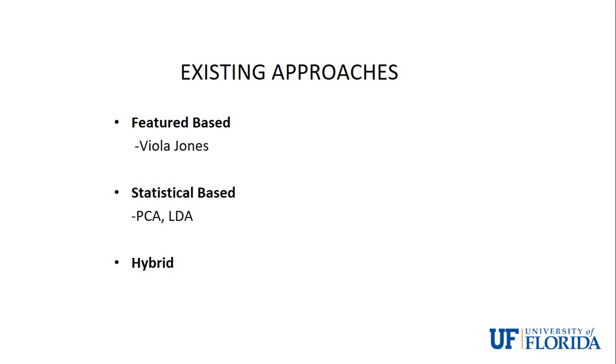Here I'm going to talk about the existing approaches. There are actually several existing approaches, and here I will go with the popular ones. First is feature-based, one example of which is Viola-Jones, which uses an object detection framework. The second approach is statistical-based, which uses principal component analysis or linear discriminant analysis. And the third is a hybrid of the above approaches, which is a mix of the first two.